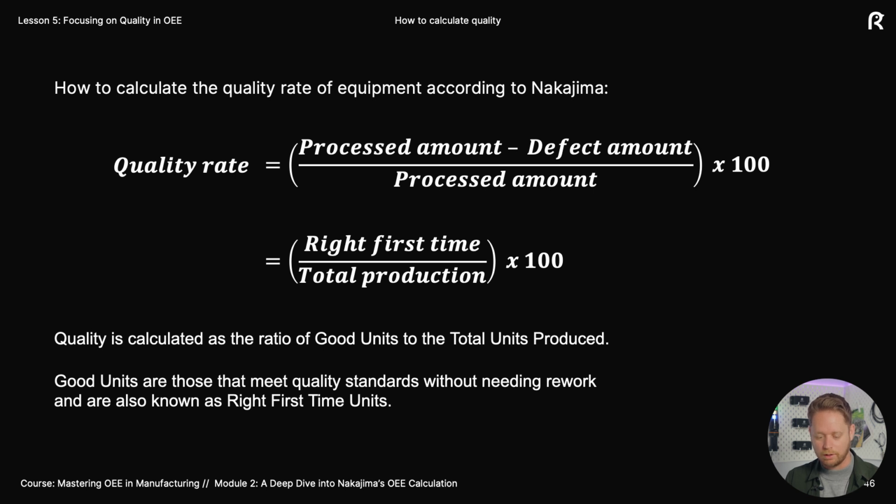Here's how to calculate the quality rate in OEE. Quality rate equals processed amount minus defect amount divided by processed amount times 100. Another way to describe this is to just take your right first time production, then divide it by your total production and times it by 100.